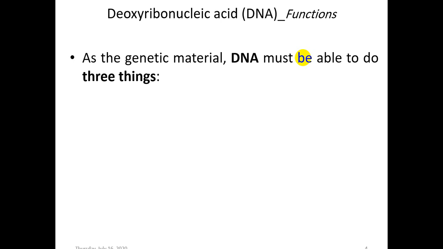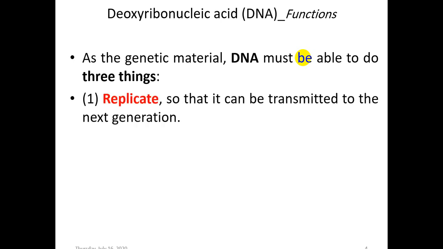As the genetic material, DNA must be able to do three things. It should have three functions. Function number one, it can replicate so that it can be transmitted to the next generation. You can't just have one part of the information and send it to the sperm. It has to be replicated, divided. So you copy it, replicate it, and send it to the next generation.